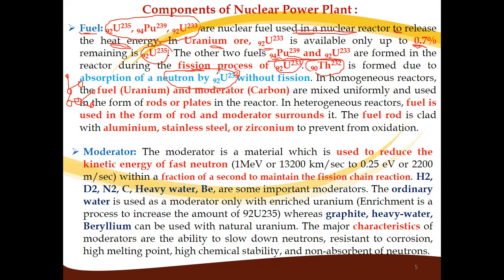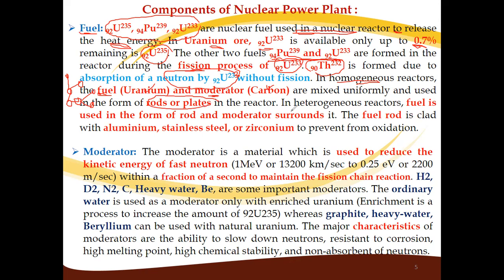Now in homogeneous reactors, the fuel and moderator, these two important things are there. One is fuel and another is moderator. These two components are there in nuclear reactors. In a homogeneous reactor, the fuel, that is uranium, and the moderator, mainly carbon, are mixed uniformly and used in the form of rods or plates in the nuclear reactor. So that is the case for homogeneous.